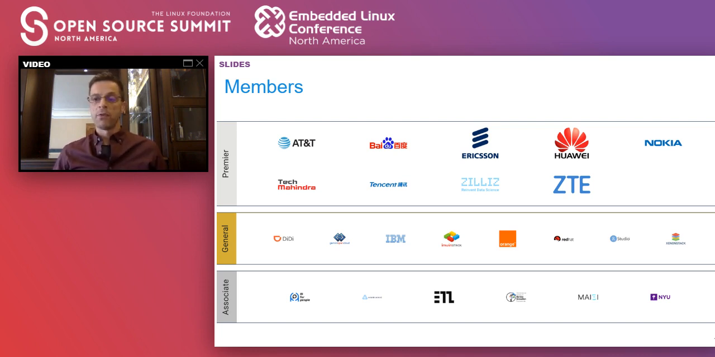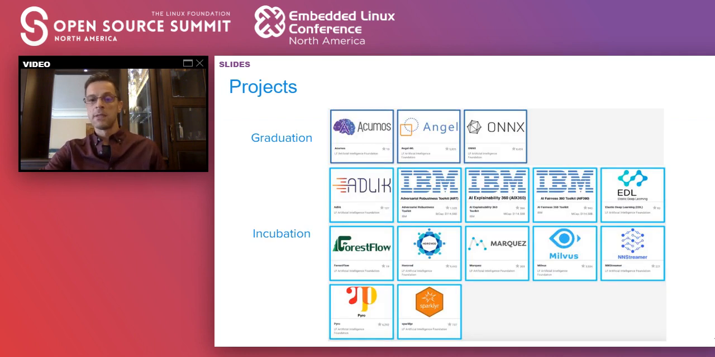So if you work with a university on R&D focused on open source AI, if you work for government labs, or if you work at a not-for-profit R&D organization, you are more than welcome to join us and become an associate member and have the same benefits as the general membership, but with zero fees associated with that. So I mentioned briefly earlier the projects.